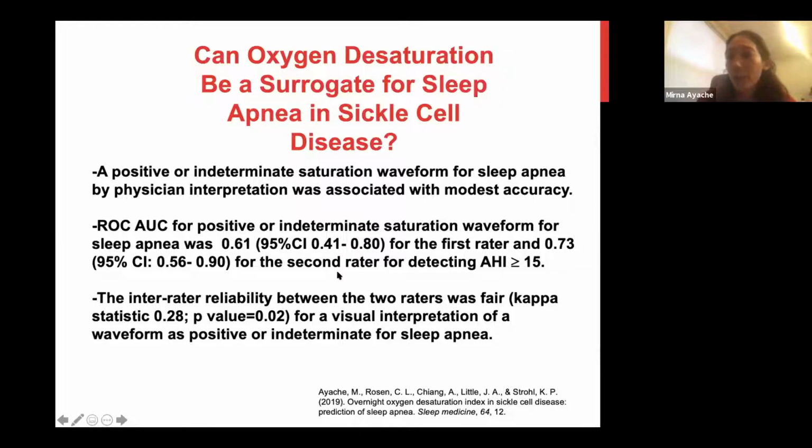And the variability was pretty high. The reliability, the kappa statistic for reliability, was only 0.28. So basically the waveform did not really help as much in predicting sleep apnea in this population. It was the ODI that was more helpful.